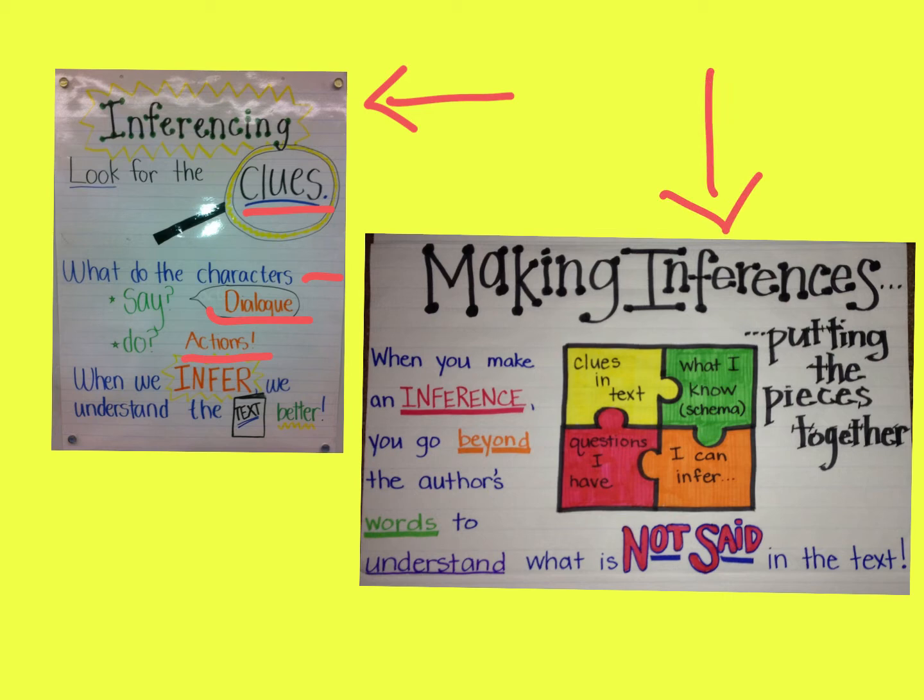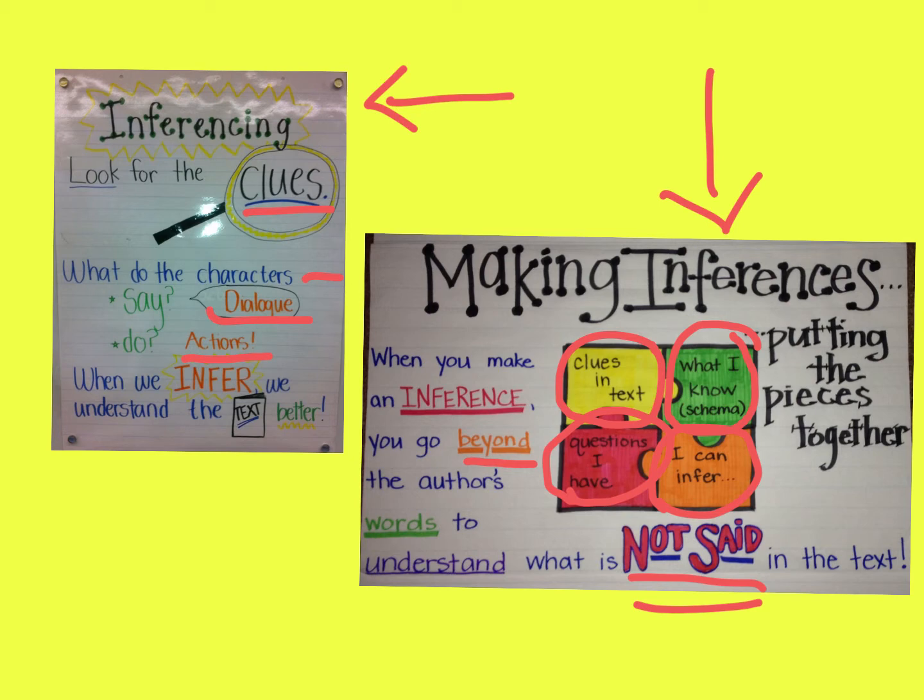Making inferences is looking for those clues in the text we just talked about, using what you already know, which is your schema and your background knowledge, then asking yourself some questions and coming up with an answer, and we make an inference. When you make an inference, you go beyond the author's words to understand what is not said in the text. And we use that by reading between the lines. We put all these pieces together: the clues in the text, your background knowledge or your schema, what you already know. We ask some questions to ourselves, and then we infer, we make an inference.